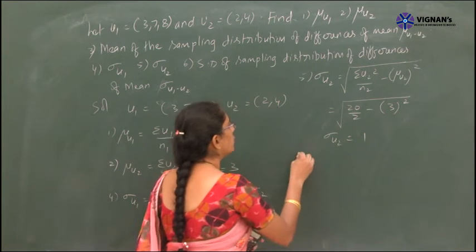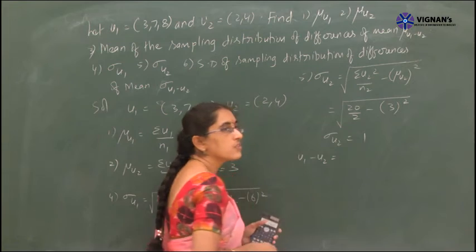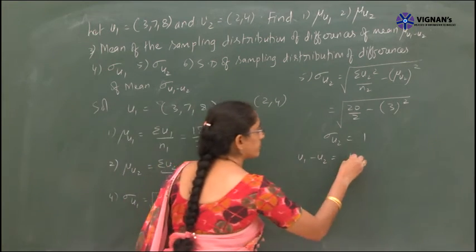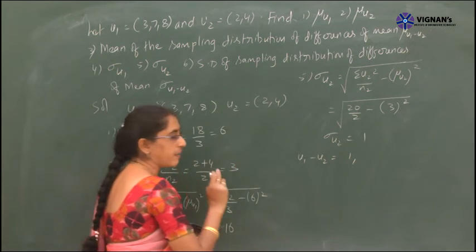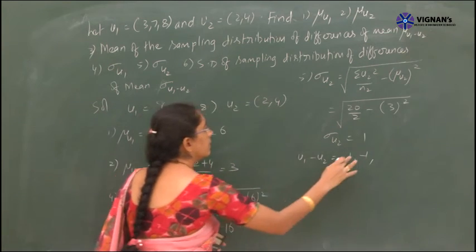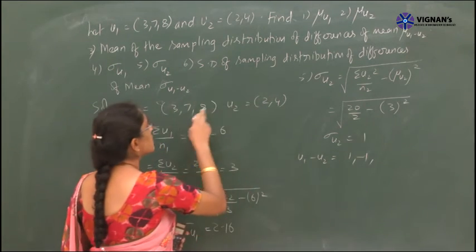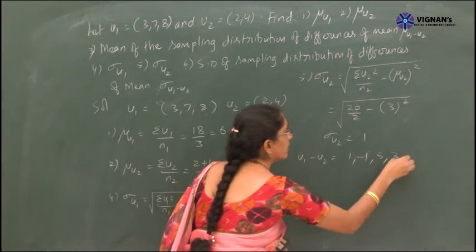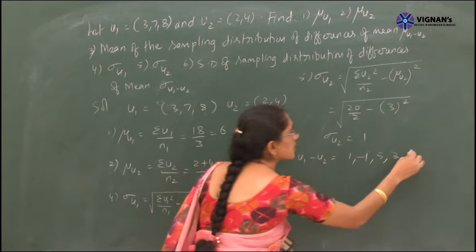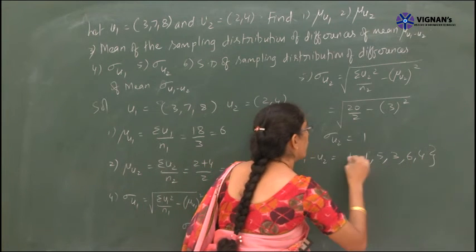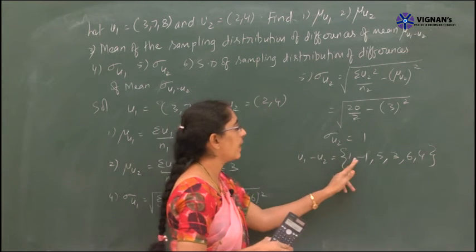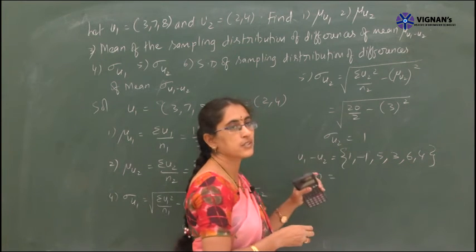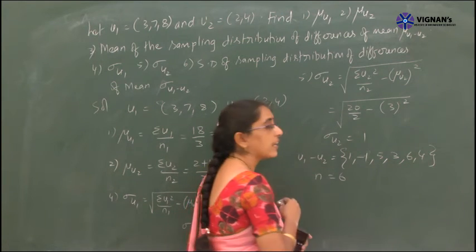Now see U1 minus U2. 3 minus 2 is 1. 3 minus 4 is minus 1. Then 7 minus 2 is 5. 7 minus 4 is 3. 8 minus 2 is 6. And 8 minus 4 is 4. So how many elements are there? 1, 2, 3, 4, 5, 6. So let the number of elements in U1 minus U2 be denoted as n. So n equals 6.